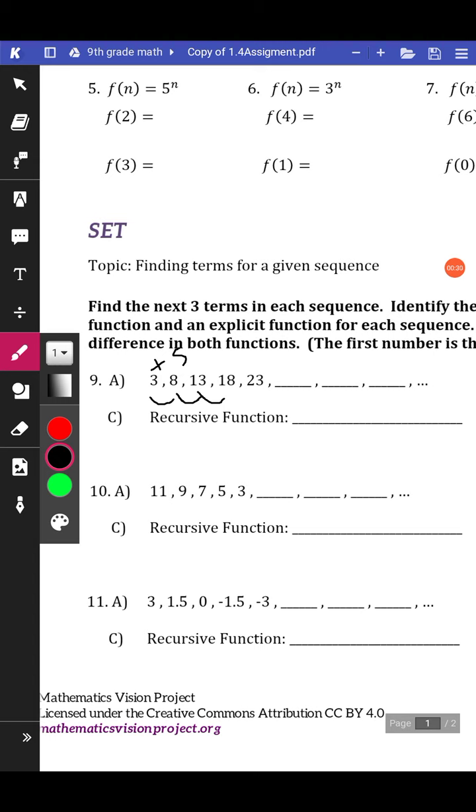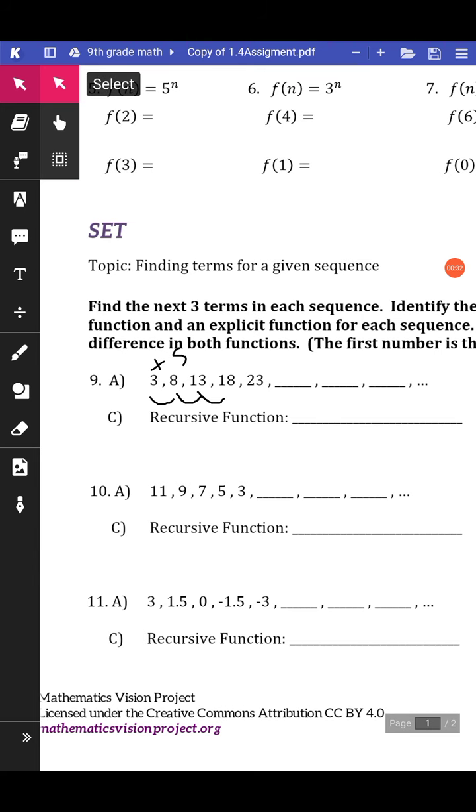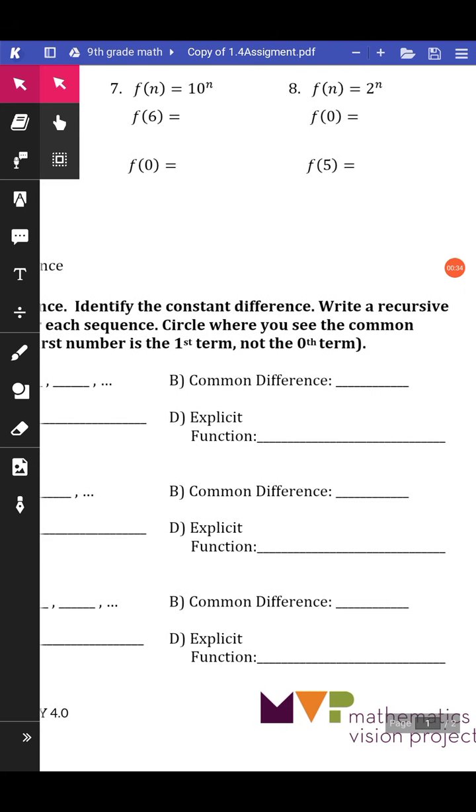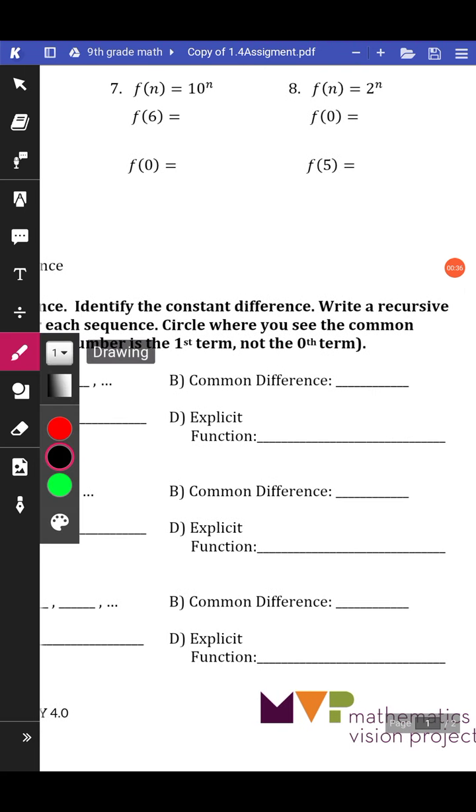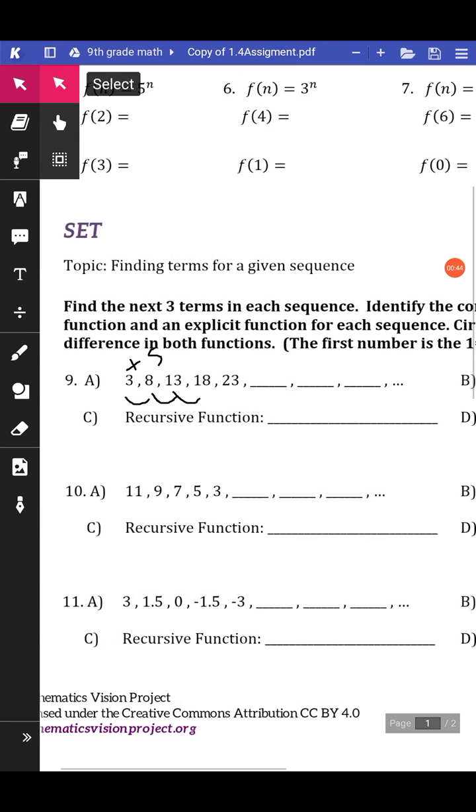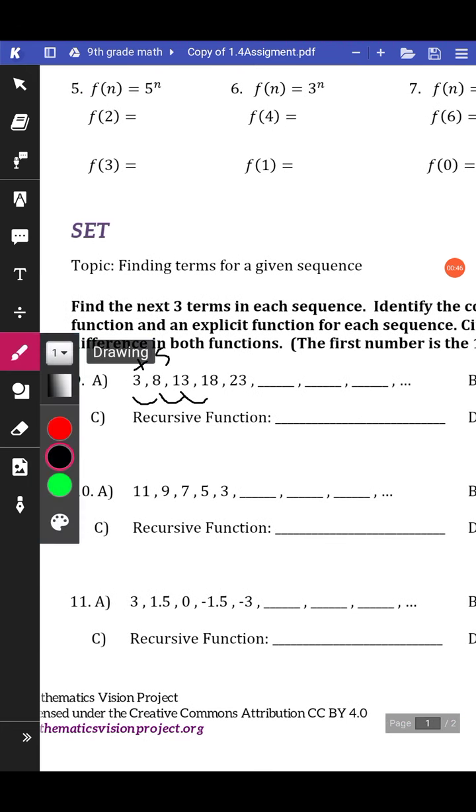Once you find that number that you're adding, you want to write that. That's what the common difference is. So you'll come over to the common difference and say, I'm adding 5. And then once you figure that out, you come back here and you're just going to keep adding 5. So 23 plus 5 is 28. And then 33, I'm just adding 5 every time. And then 38.